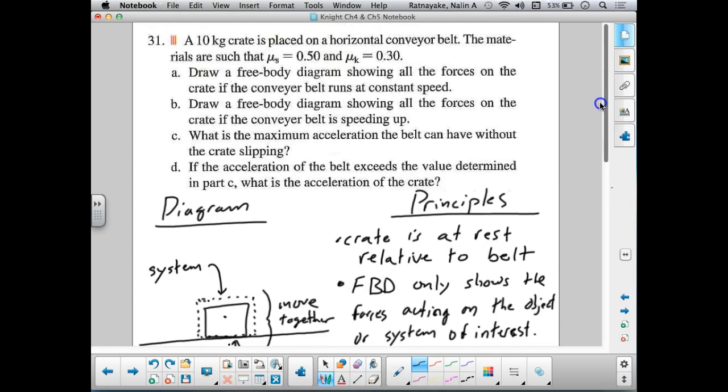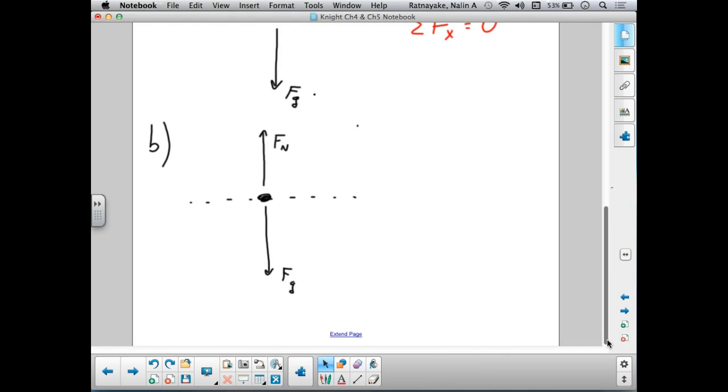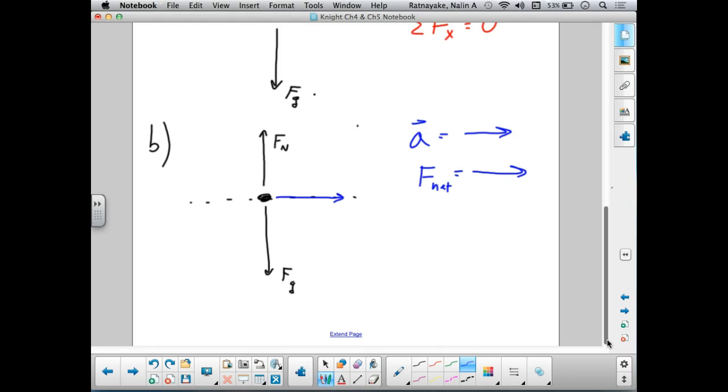B: draw a free body diagram showing all the forces on the crate if the conveyor belt is speeding up. If the conveyor belt is speeding up and there's no slip, then the crate better be speeding up as well. So if the crate is speeding up, then I know its acceleration must be in the direction of the movement of the conveyor belt. If I have an acceleration, then my net force better be in that same direction. I must have a net force to the right.